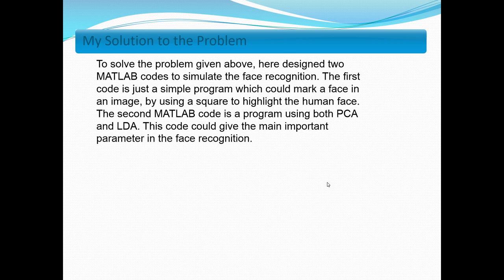Here, I want to talk about PCA and LDA in more detail. PCA, which is short for Principal Component Analysis, is a mathematical procedure that uses an orthogonal transformation to convert a set of observations of possibly correlated variables into a set of values of linearly uncorrelated variables called principal components. The number of principal components is less than or equal to the number of the original variables. PCA is widely used in face recognition and machine learning.